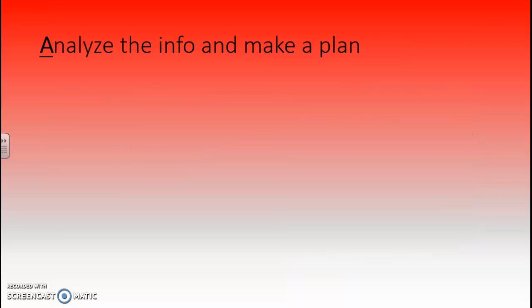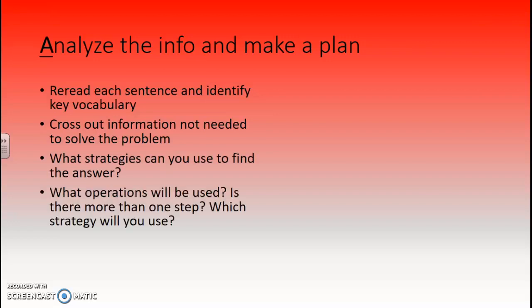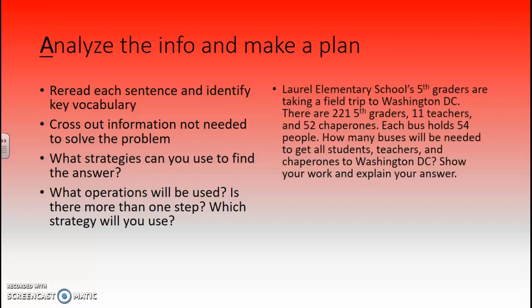The next step is to analyze the info and make a plan. So we need to reread each sentence and identify key vocabulary, cross out the information not needed to solve the problem, what strategies can you use to find the answer, and what operations will be used. Is there more than one step, and which strategy will you use?